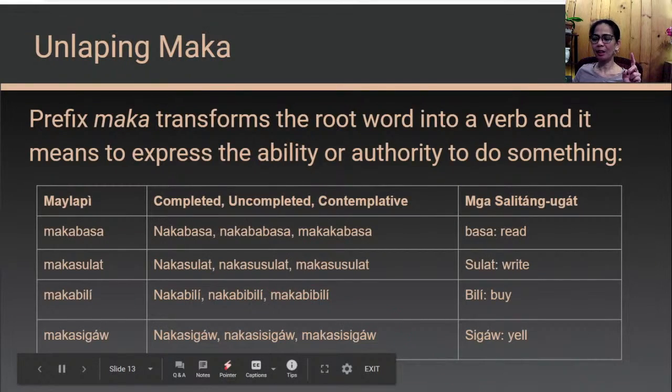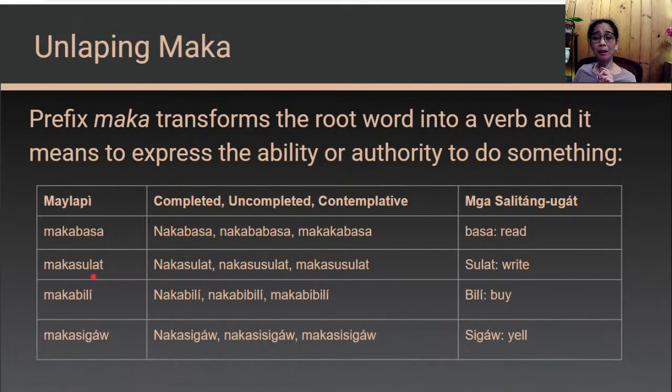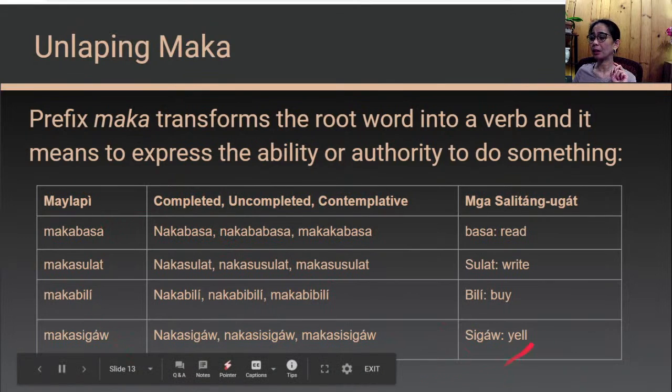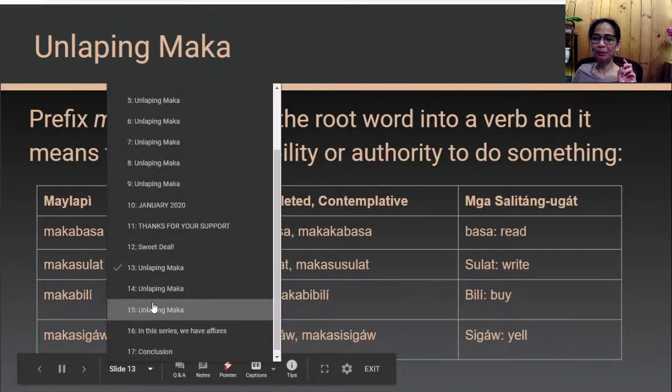Oh, I forgot to change my slides. For your reference, let me do this one. Just quick, I hope you got this: makabasa, makasulat, makabili, makasigaw, and it's all here for you. Just pause it if you need reference. And then next, let's do this page.